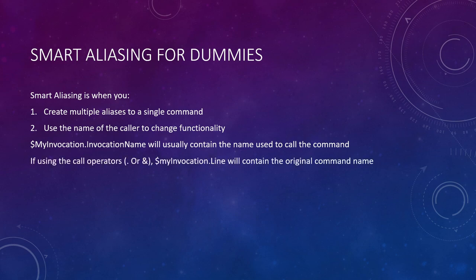If you use the call operators dot or ampersand, then that'll be in myinvocation.line, and you'll have to do a little bit of parsing to find out what you were called. You can also add dynamic parameters for a lot more dynamic functionality. So you could map a particular name to a script on disk and inherit that script's parameters, or you could take a particular URL and map out the parameters for that URL, or take a regular expression and have some parameters for how you generate it. You can go on ad infinitum.